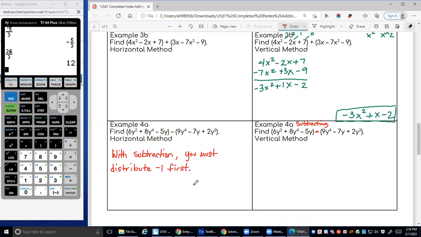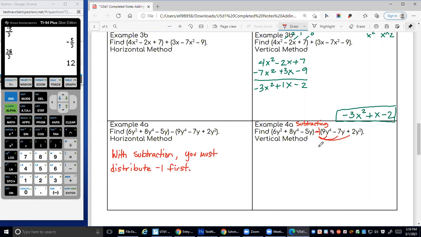That has to happen first. So what do I mean by negative 1? Well, right there, that's like negative 1, right? And essentially, we're going to distribute that. Now keep in mind, there's no sign in between the parenthesis and the 9, right? And so that's really the same as saying -1 times positive 9y to the fourth.